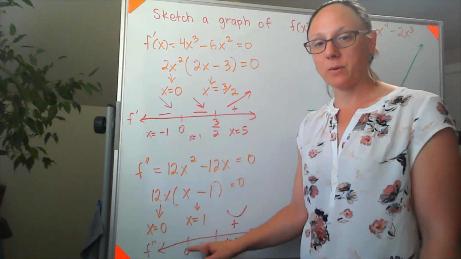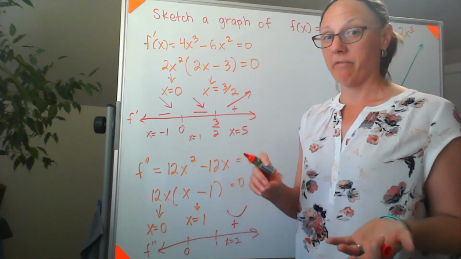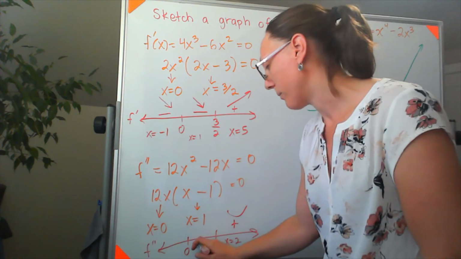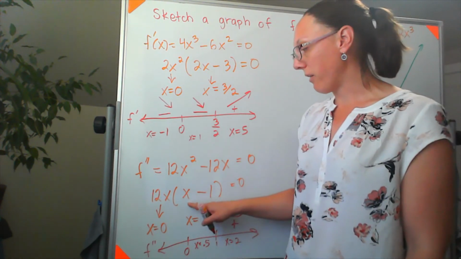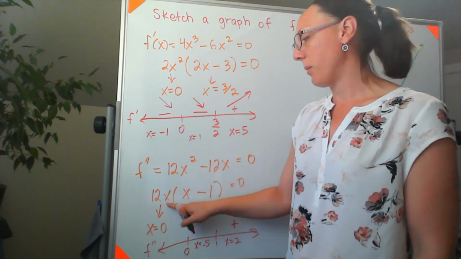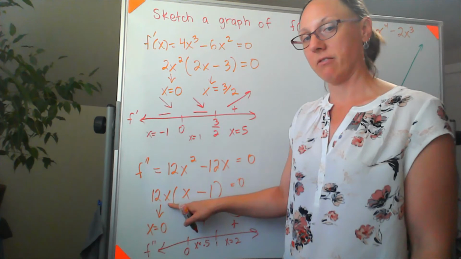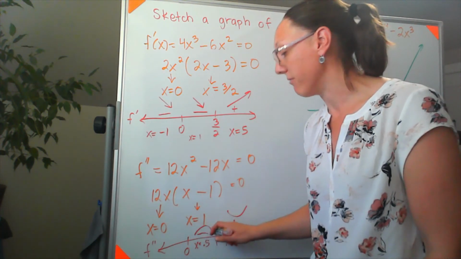If I pick a number between 0 and 1, for me it's a little easier to think about it as 0.5 instead of a half. So I'm going to choose my test point as 0.5. If I plug in 0.5, 0.5 minus 1 is definitely negative, but 0.5 times 12 is positive. And a positive times a negative will overall give me a negative, and we should be concave down.